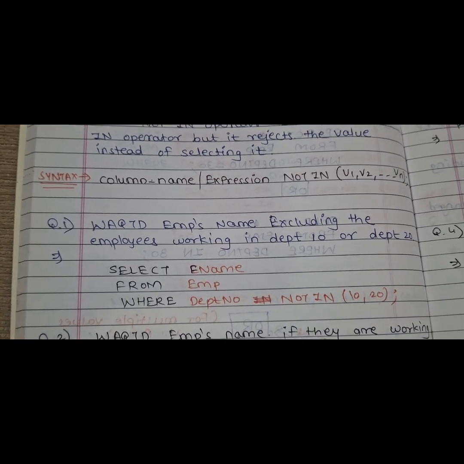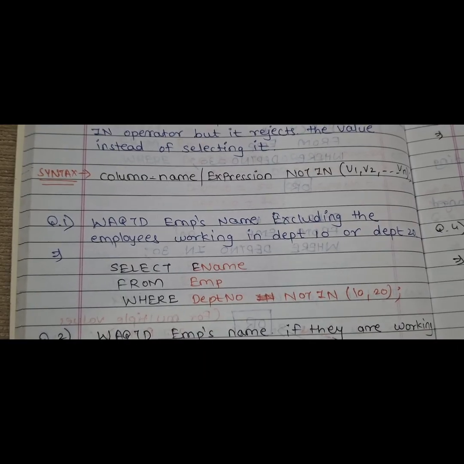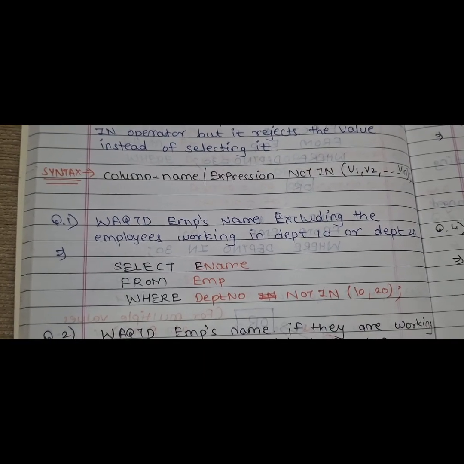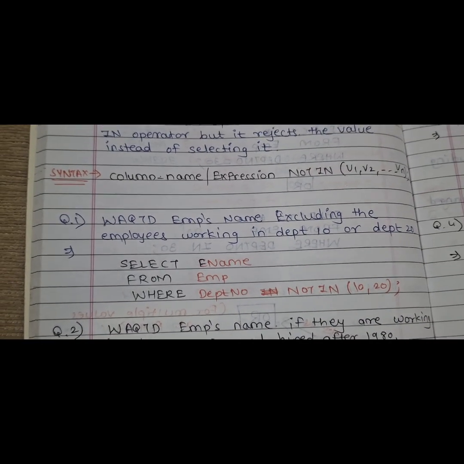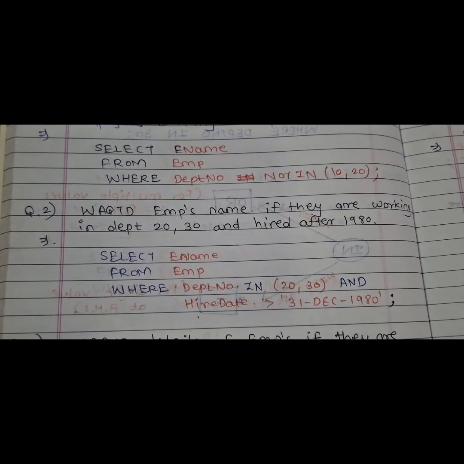Apart from department number 10 and 20, it will show the employee name from department number 30, 40, 50, 60, 70. It will avoid 10 and 20. Let's take one more example.